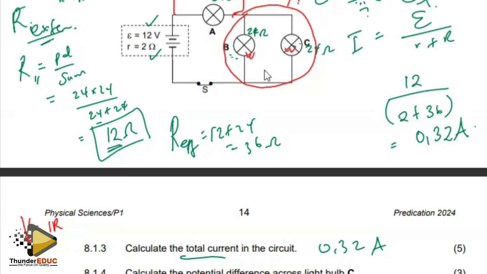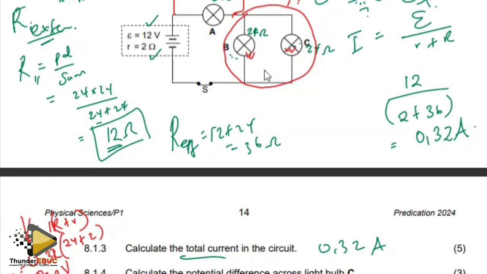Let me do this. I'll just include the small r so that I just focus on this. So if my I is 0.31, or say 0.32, multiplied by 24 plus 2 should give us the V external. That's the external voltage. So 0.32 multiplied by 26, I'm getting 8.32 volts. Okay, that is 8.32 volts instead of the 12.